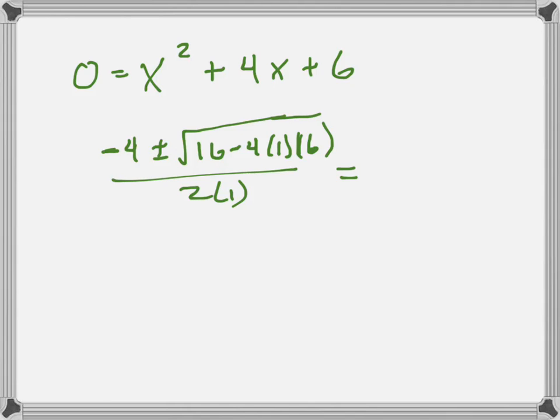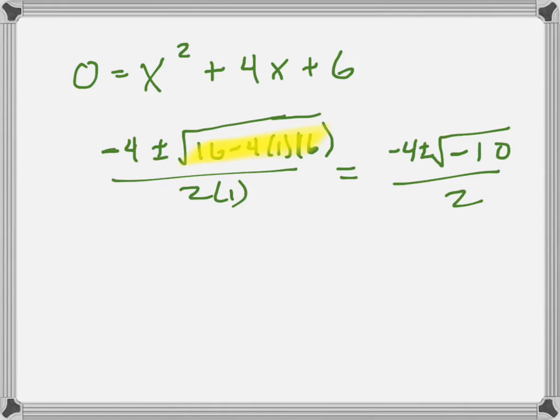What's the discriminant in this case? It's going to be a negative 10, right? So it's negative 4 plus or minus the square root of negative 10 over 2.